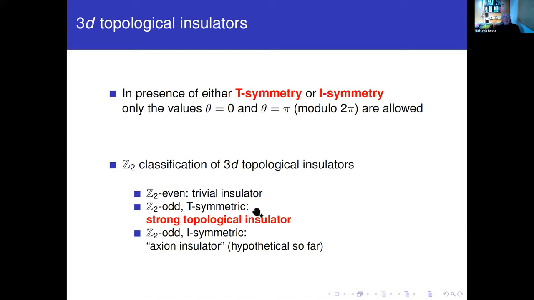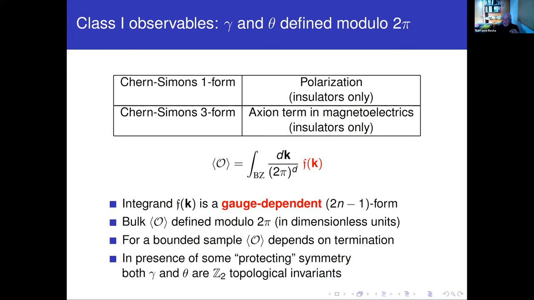You can also instead imagine taking only the case with an inversion symmetry. And this is called an axion insulator. As far as I know, this has not yet been discovered or synthesized. Instead, the strong topological insulator has been synthesized. David has some papers about that, so maybe correct me if the axion insulator has been found, but I think it has not been found so far. Now, the physical property associated is not really interesting.